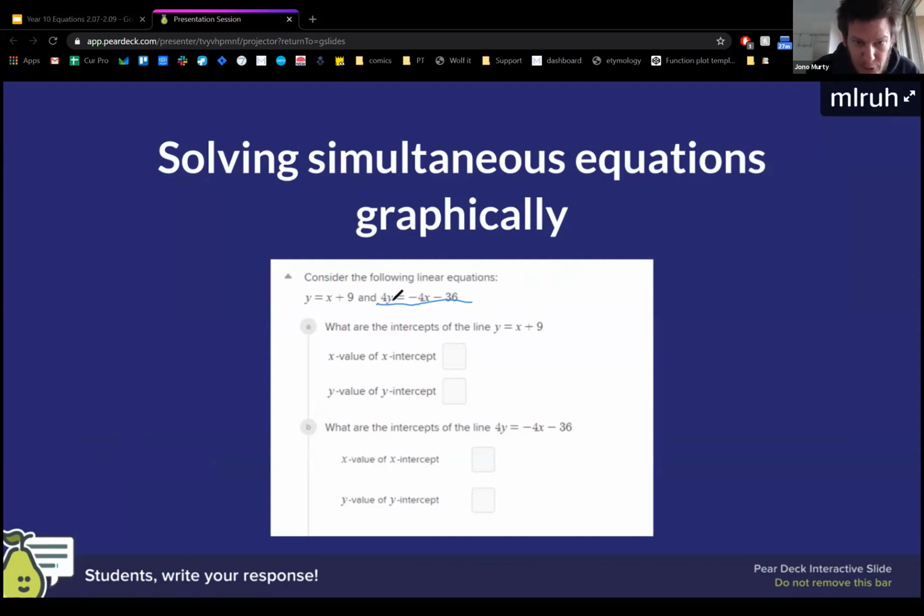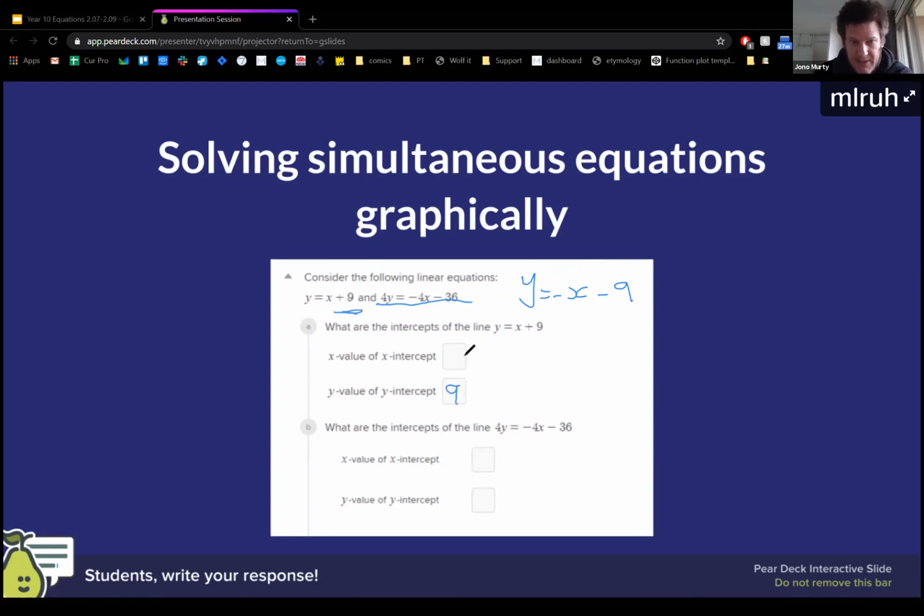You can see here 4y minus 4x minus 36 all have a factor of 4. So if we divide everything by 4, we will get y equals minus x minus 9. Now we have a nice simple equation. Should be very easy to see the intercepts. Let's just do the first one. We can see this is our constant term here, 9.